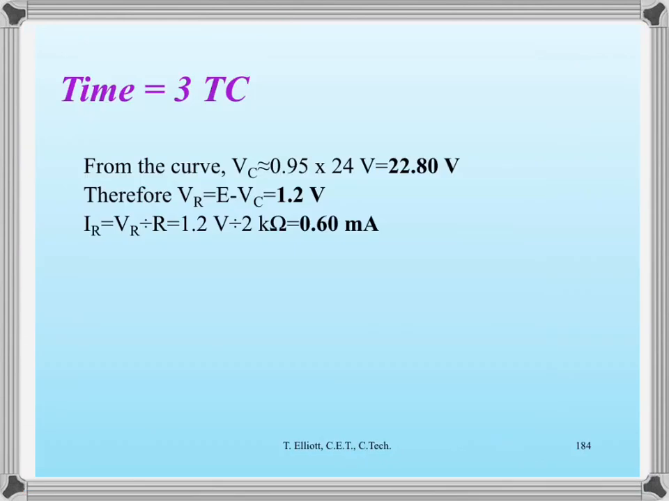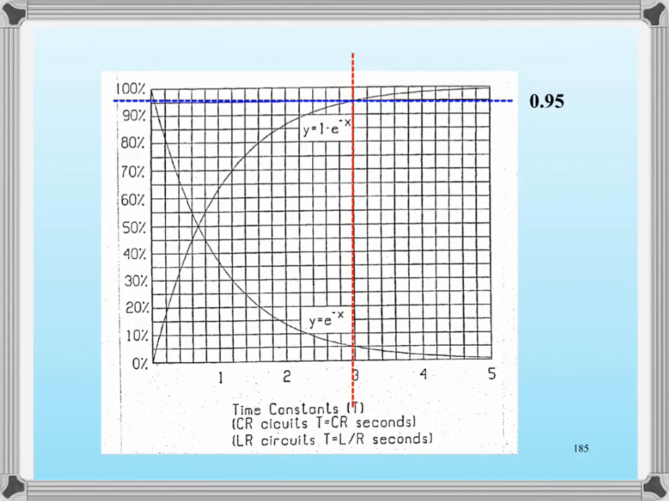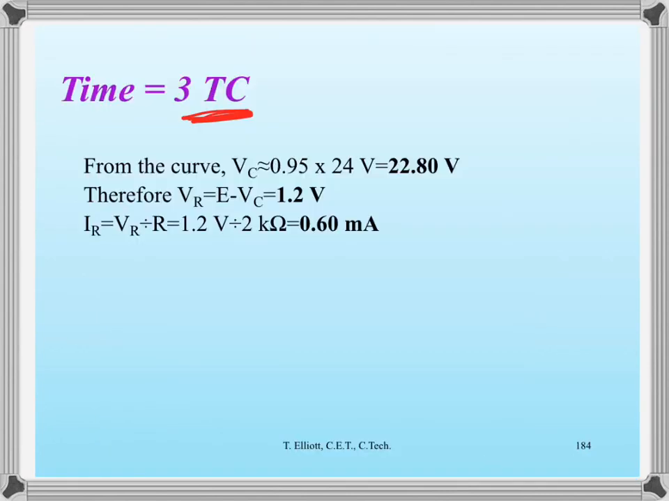Okay, so at 3 time constants, let's go to the graph. So we are way down here. At 3 time constants, we are at about 95% of E. Go back. So 95% of 24 is about 22.8. And then using Kirchhoff's law, we determine the resistor voltage to be 1.2.